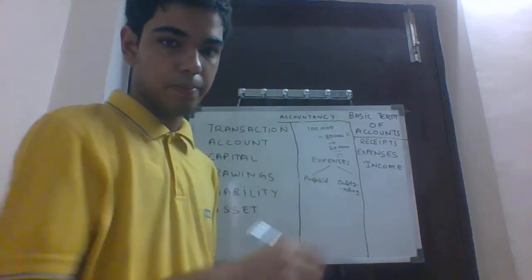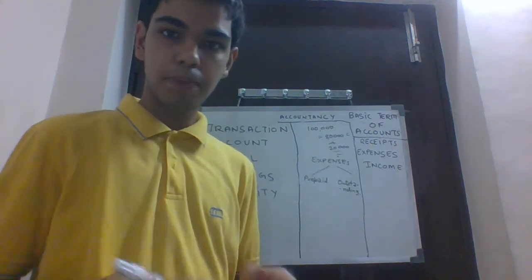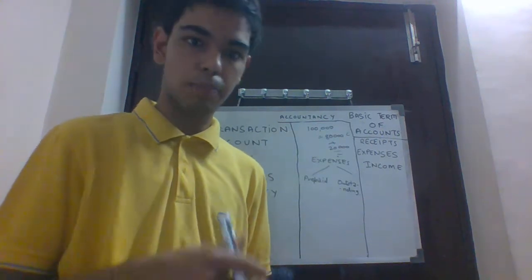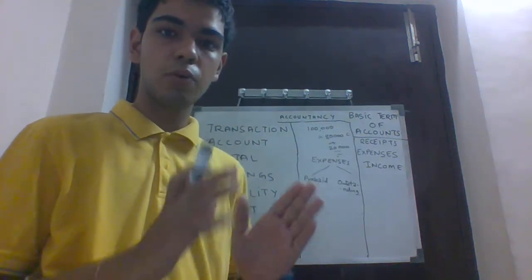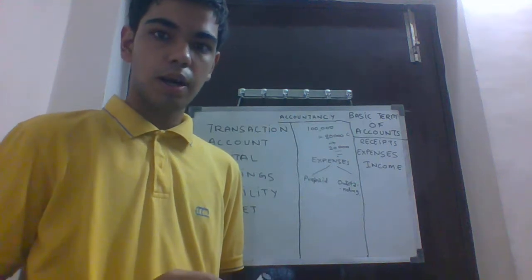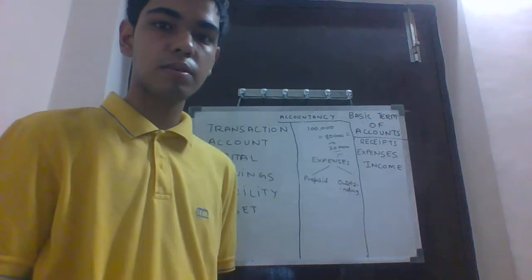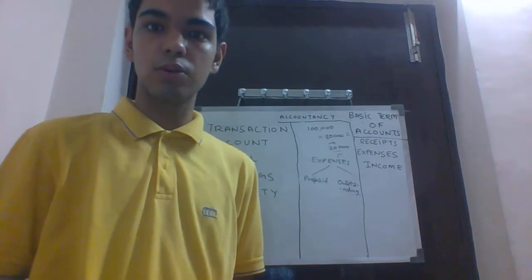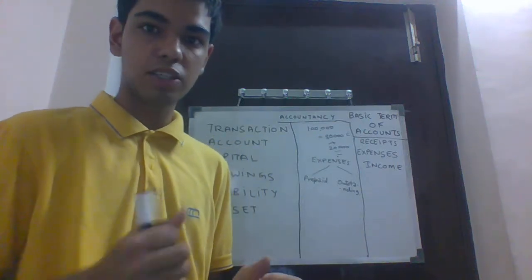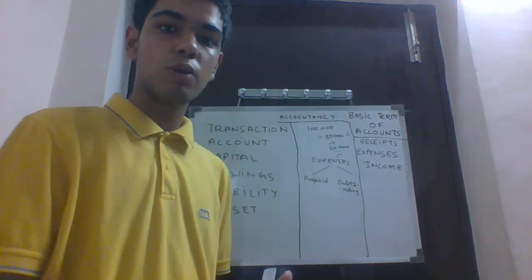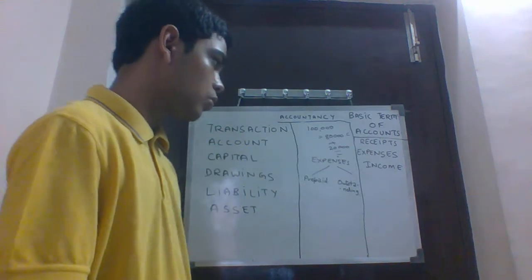Prepaid and outstanding. Now, what are prepaid and outstanding expenses? Let me explain to you with the help of an example. Prepaid expense: our accounting period has 12 months. For example, the accounting period starts from April 1 and ends on March 31 of the next year, for example April 1, 2017 to March 31, 2018.